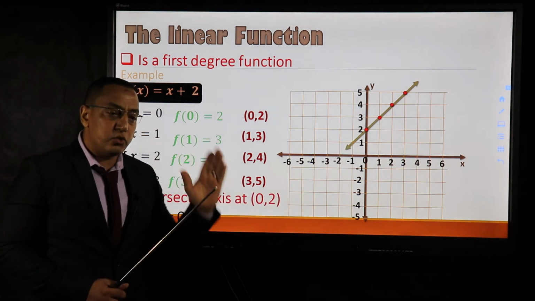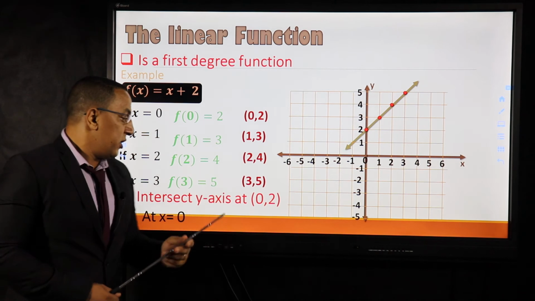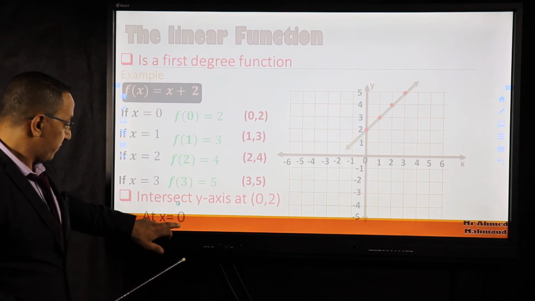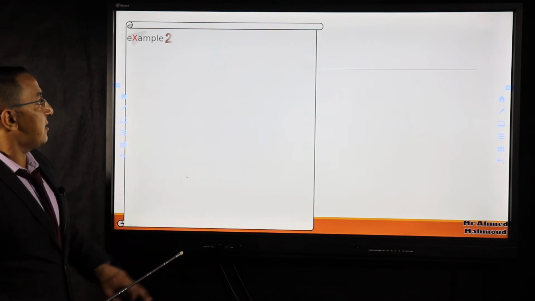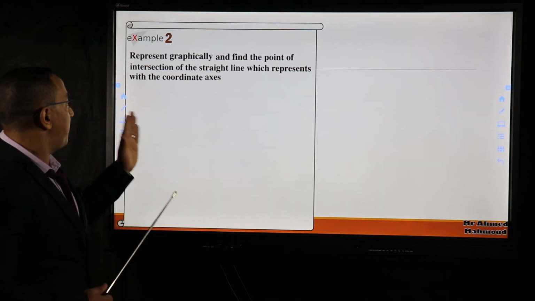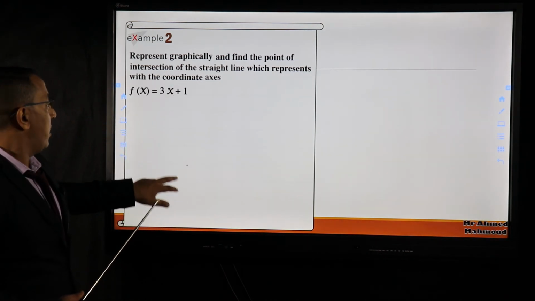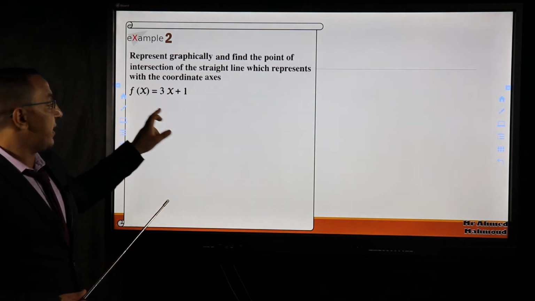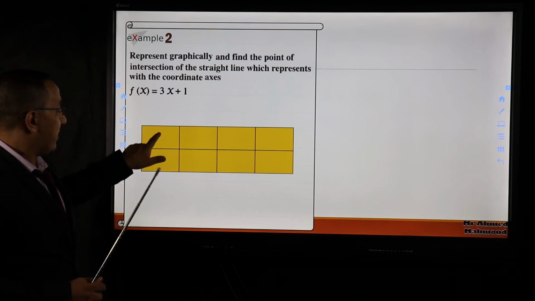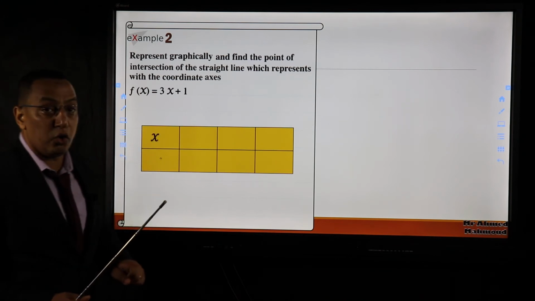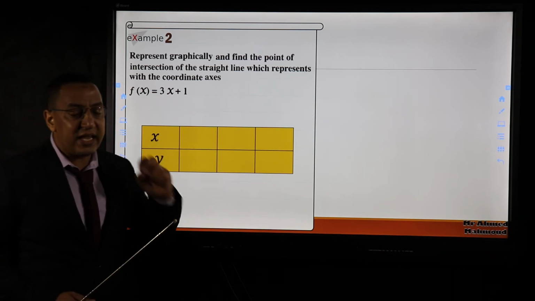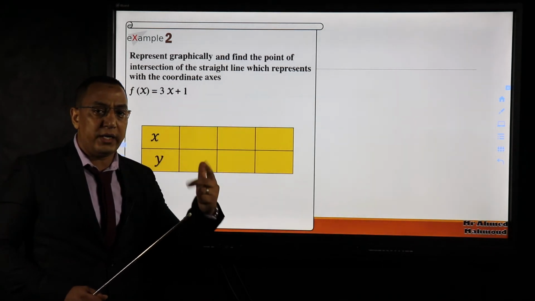Every time I need the intersection with the y-axis, I have to write 0 in place of x. Example 2, represent and find the point of intersection of two straight lines. If f of x equals 3x plus 1, first I'm going to write a table like this, and here I write x, and here I write y or f of x, whatever you want. In place of x, it's better to write 0, 1, and 2.